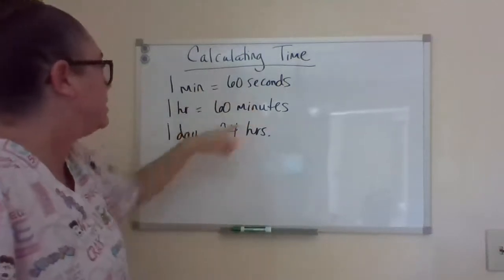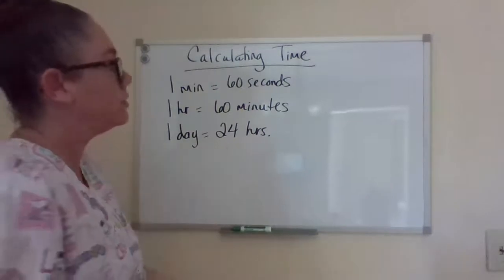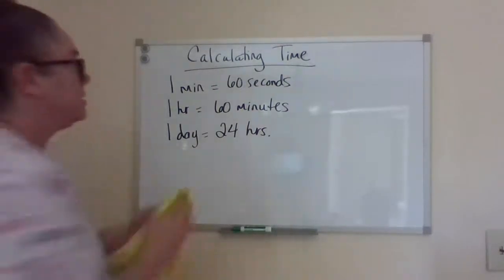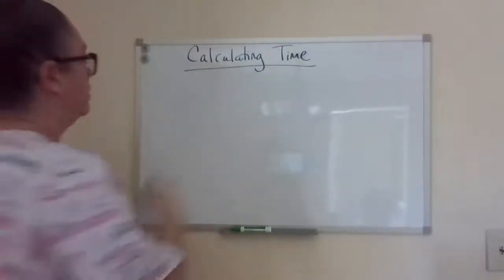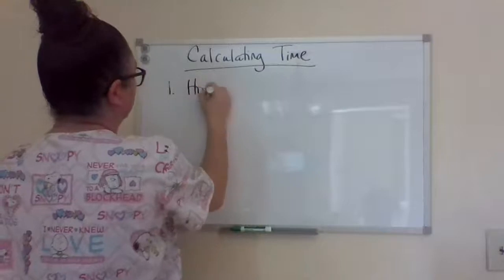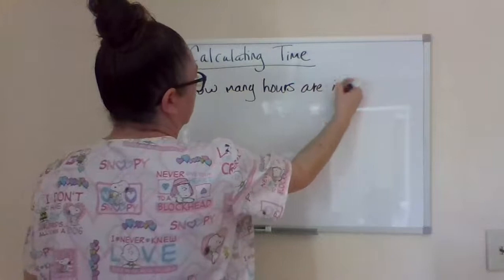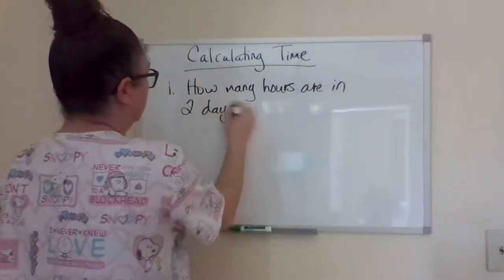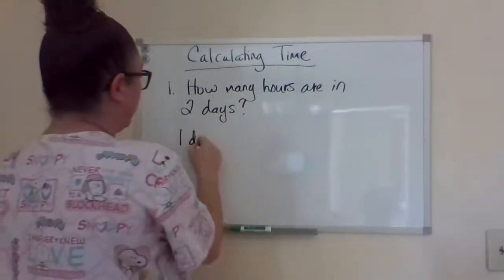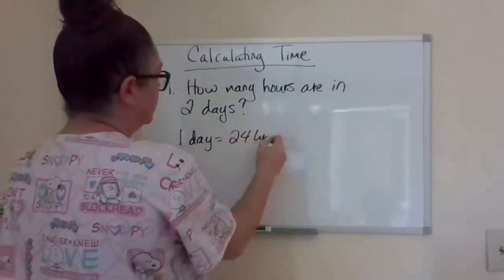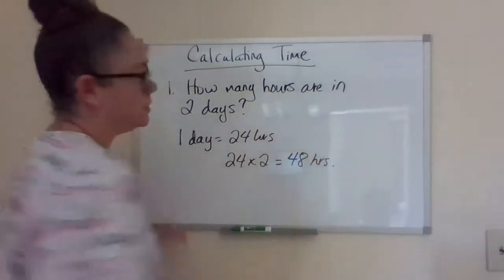1 minute is equal to 60 seconds, 1 hour is equal to 60 minutes, 1 day is equal to 24 hours. So your problems can say, so the first one, how many hours are in 2 days? Well, we know 1 day is 24 hours, right? So 24 times 2 equals 48 hours in 2 days.